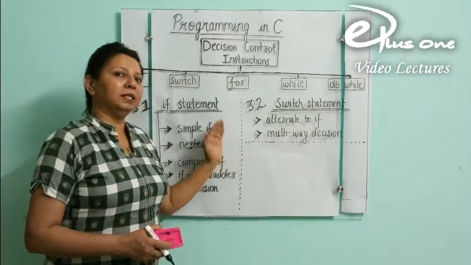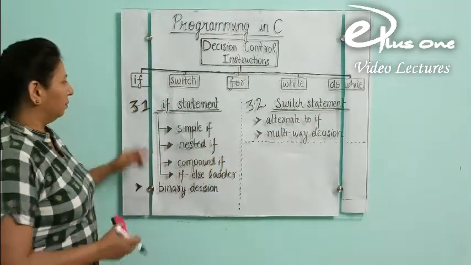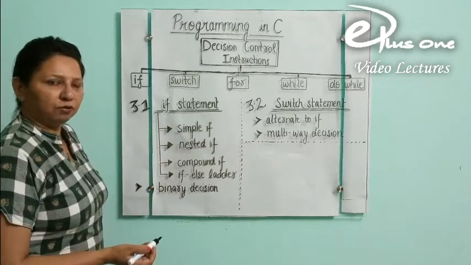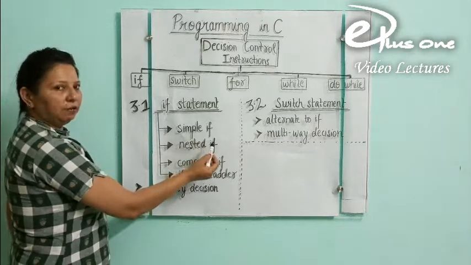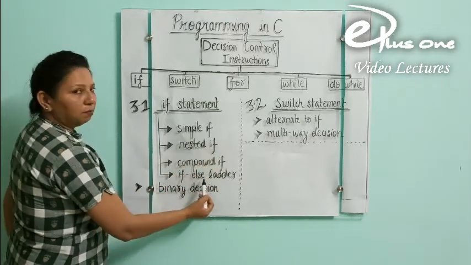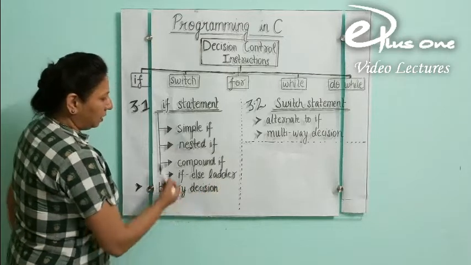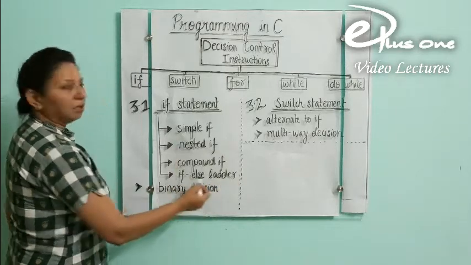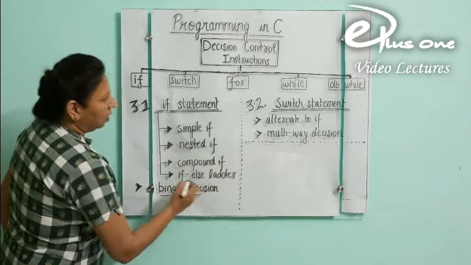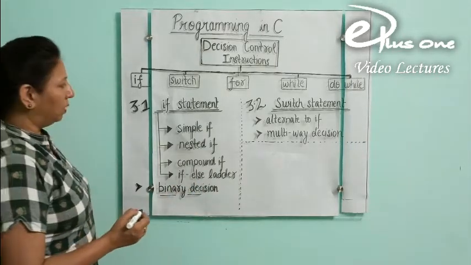But right now, let's have a look at the if statement. An if statement can again be divided into 5 types of statements. One is simple if, one is nested if, one is compound if, and then a simple if else ladder. And all these types of if statements are actually part of binary decision. Now let me explain to you how it works.